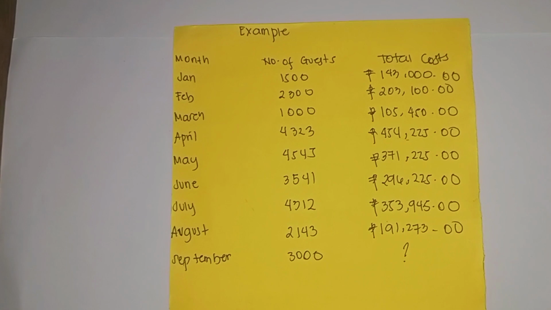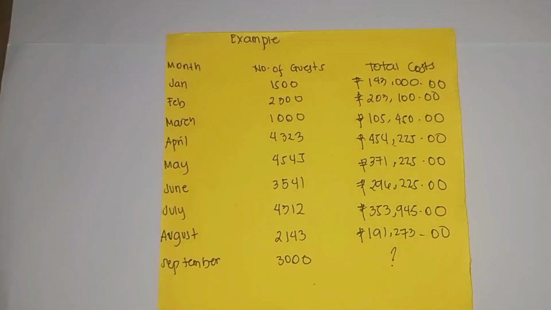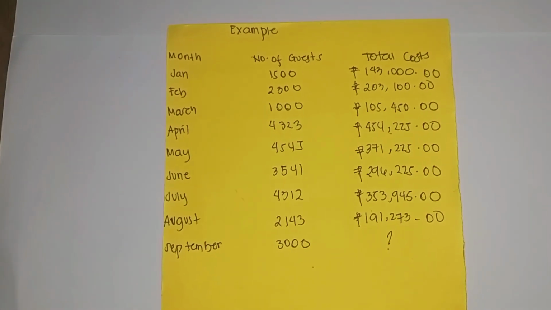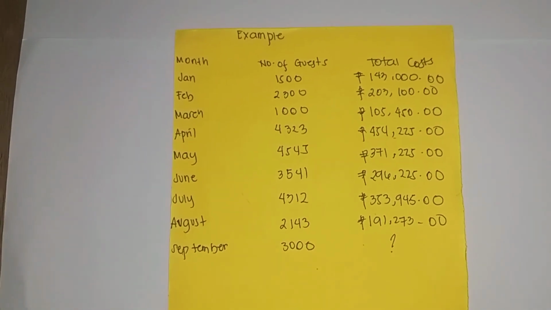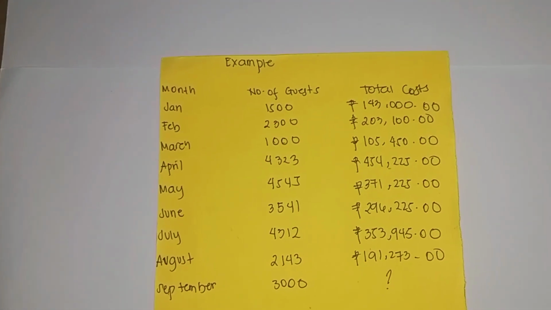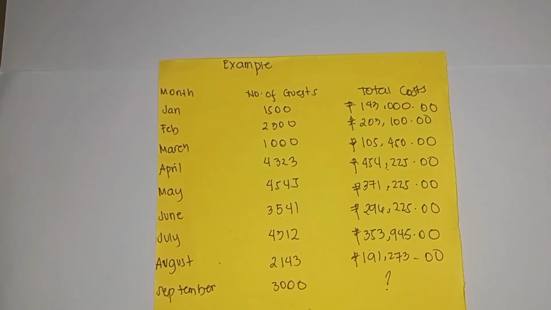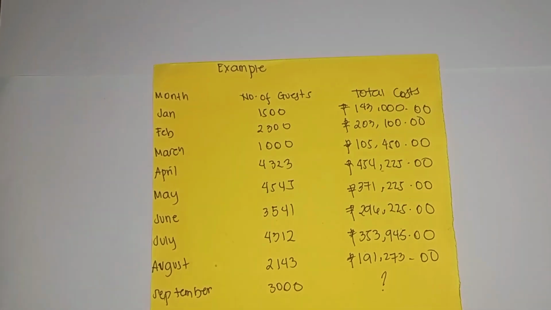Hello, good morning. Since I have already tackled the steps of the high and low method, now I have a sample formula for you to be guided on how to really apply the high and low method. So we have here the months, the number of guests or the total units produced, and also the total cost or the total unit cost.